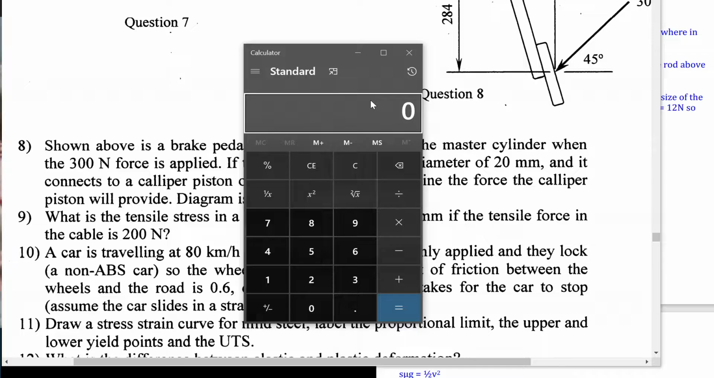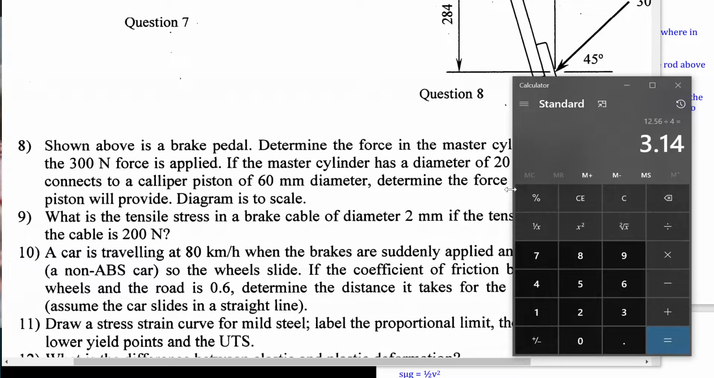So stress equals force over area. So we're going to find the area first. I would do the area as pi d squared, so d squared is 4 times 3.14 divided by 4. I know it's a bit silly, but 2 times 2 is 4, and when you divide by 4, we're going to get pi, right? And then we're going to do force divided by our area.